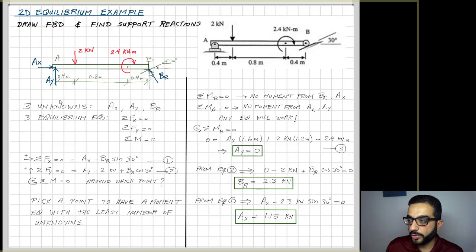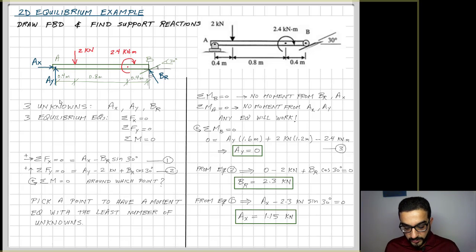And you can see here all the answers, or mainly the two unknowns that I have values for, ended up with positive values. So that confirms the directions of the reactions that I assumed, because at the beginning I didn't know if AX goes to the right or the left, so I just assumed directions for all these reactions. And then at the end I checked that all the values I got for these unknowns are positive, so that confirms that the directions are correct.